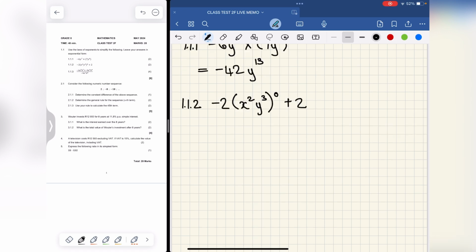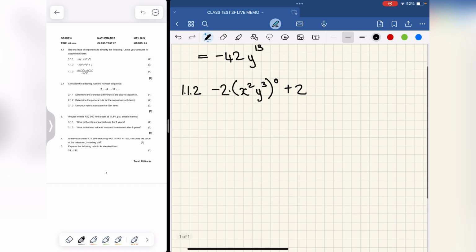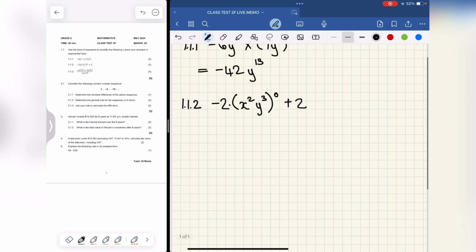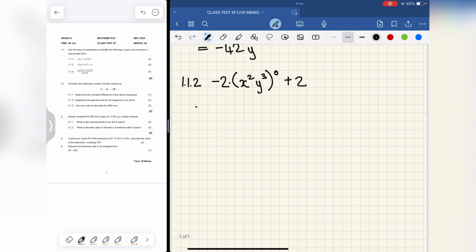1.1.2, we've got negative 2 multiplied with a bracket. Notice that the entire bracket here is raised to the power 0. So by now we know that this will simplify to negative 2 multiplied by 1, because the bracket is just 1. It is being raised to the power 0. The negative 2 is not affected by that power, so it is only multiplied by the answer there, which is 1. It is not also part of the 1.